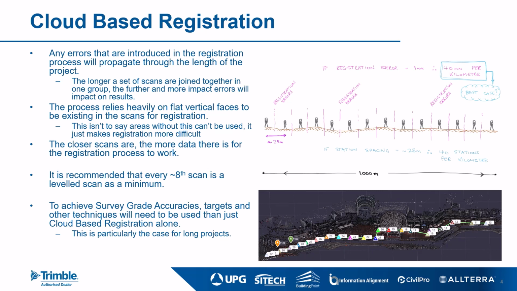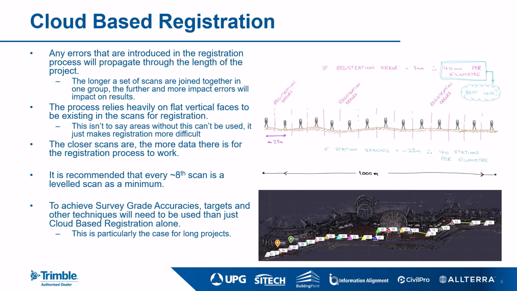How can we overcome this then? Well, there are a couple of things. First off, we want to minimize where the error is coming from. So if you're using unleveled scans, every 8th scan or thereabouts should be leveled to make sure that it's on track. Wherever possible though, all scans should be leveled so the data isn't introducing errors in another direction.